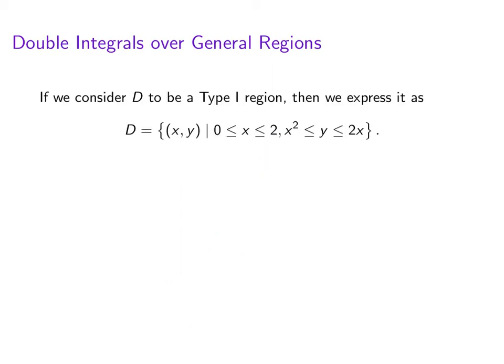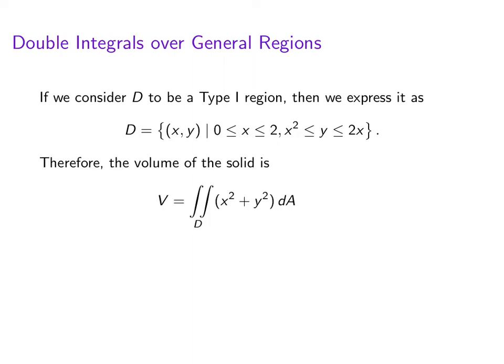So if we're thinking of D as a type 1 region, then we'll express it like this. D is the set of all points where x is between 0 and 2, and the y values go between the lower bounding curve of y equals x squared and the upper bounding curve of y equals 2x. Notice that the picture is important to help us figure out which one really is the lower and which one is the upper bounding curve.